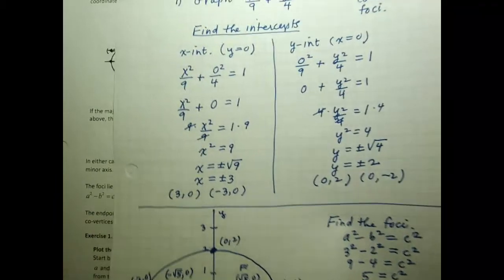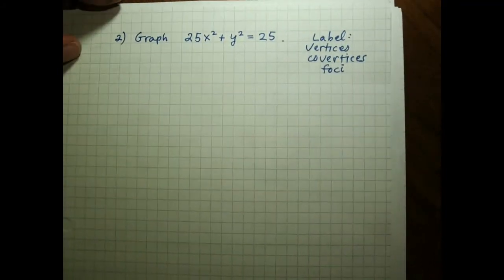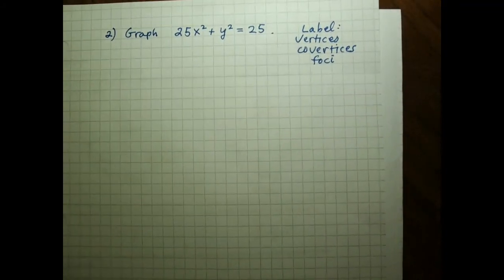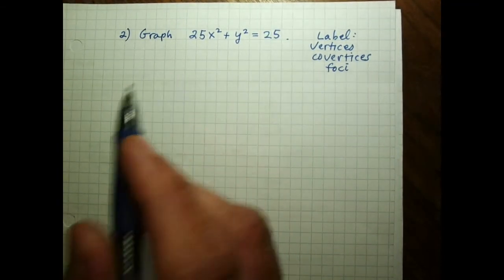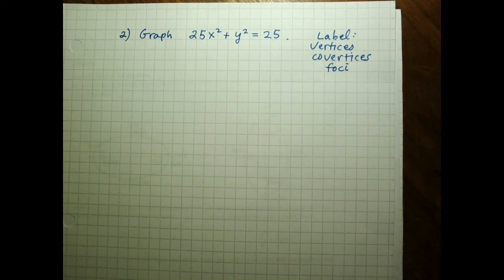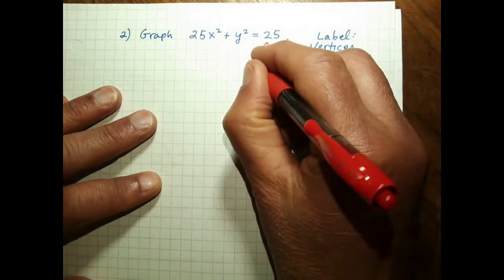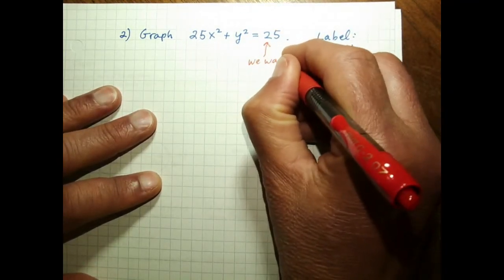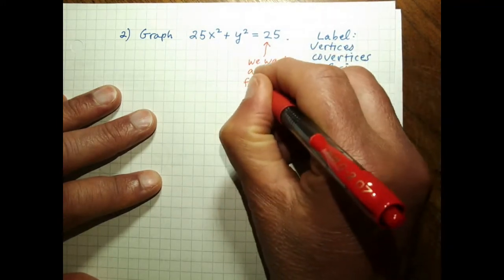All right, let's do one more. There we go. This is the second exercise on that handout. So it's very similar. We just have a slightly different look to the equation. Notice that we don't have our 1 on the right-hand side. We want a 1 here for standard form.